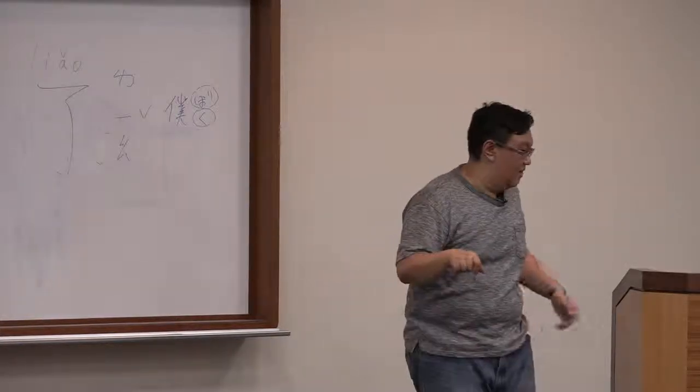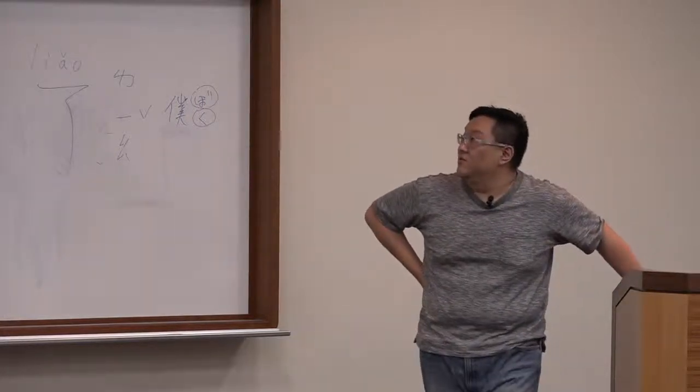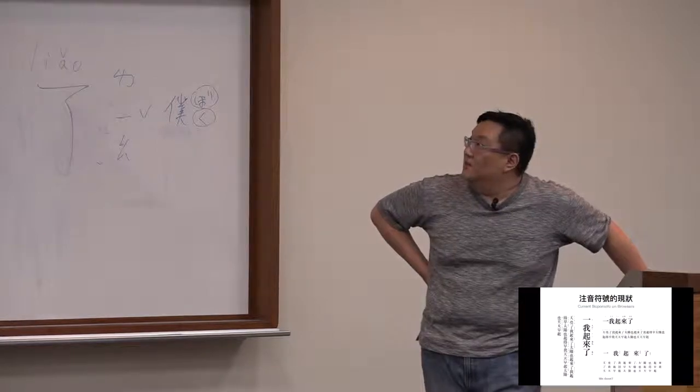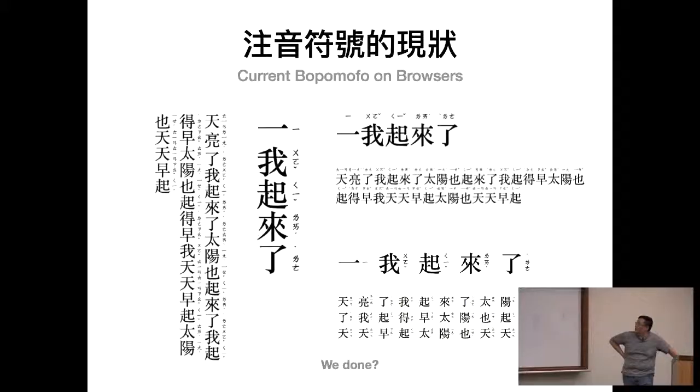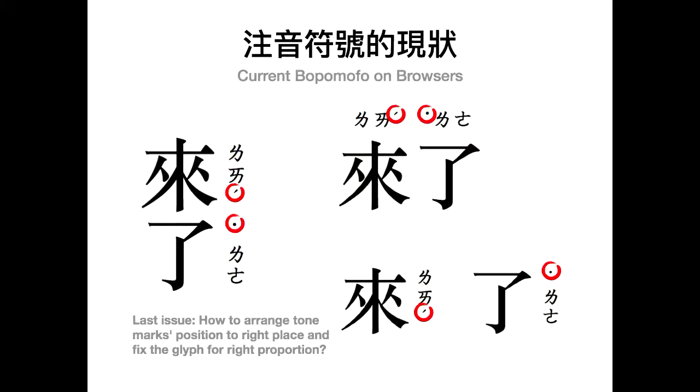So we are almost done. Current Bopomofo on browsers, you can see it's almost okay. But if we look closely, you can find that the tone mark is not put aside the Bopomofo characters. And how can we arrange the tone mark's position to the right place and fix the glyph, you know, shared with the Latin.